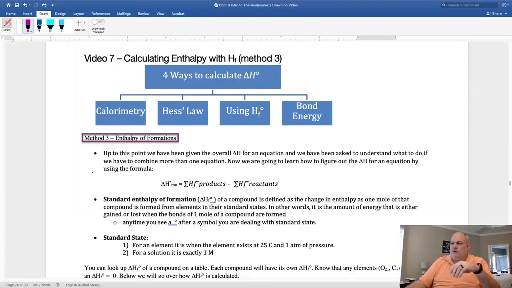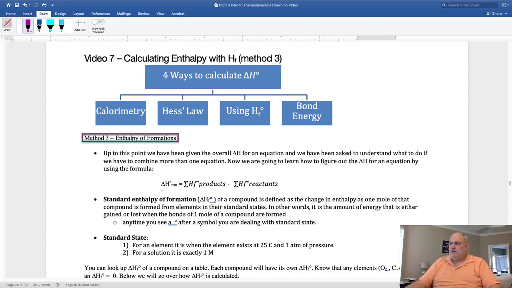All right, so last video we talked about how we take a reaction that occurs in multiple steps and figure out the overall enthalpy from the individual steps. And so we did things like adding and flipping around equations. Today what we're going to do is work with an individual reaction.